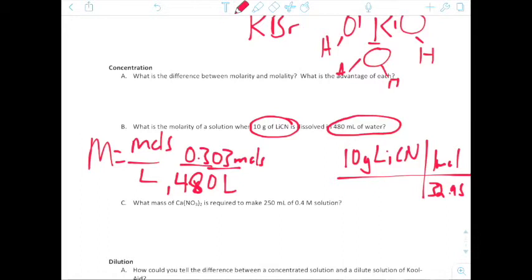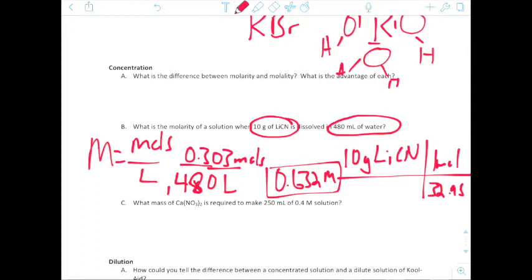And we just divide this out with a calculator and we get a molarity of 0.632 molar. Now on the C, it says what mass of our calcium nitrate is required to make 250 milliliters of a 0.4 molar solution? So what you're going to do is the exact opposite of what we just did.